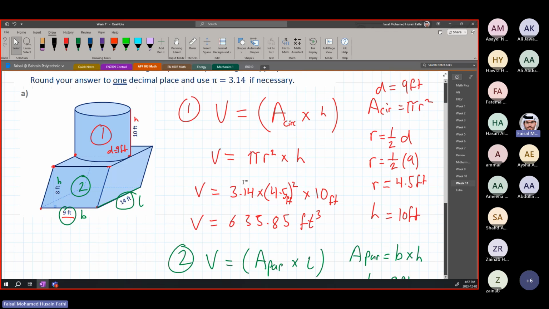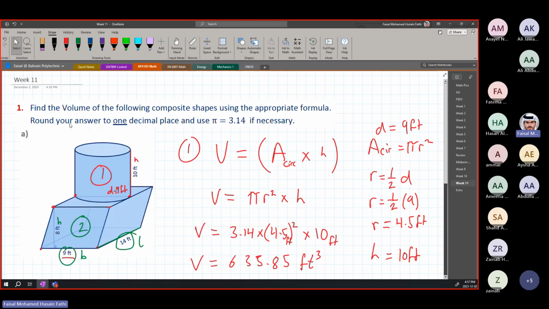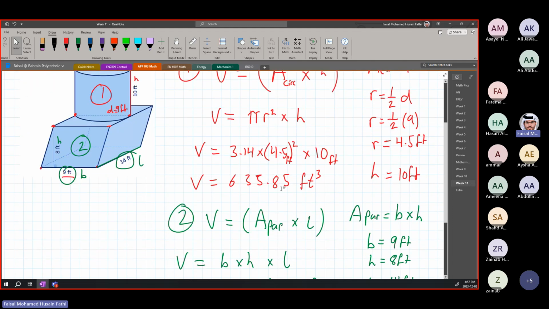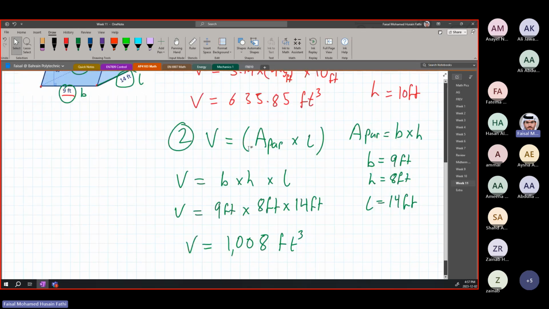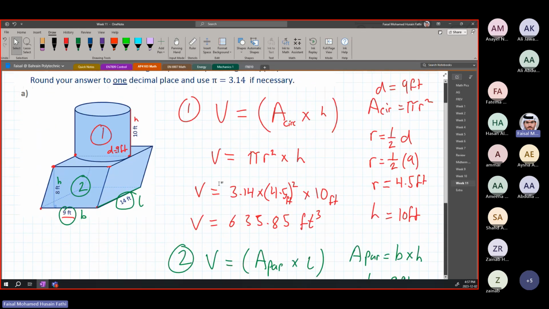Okay? About the rounding. Do not round your answer until the end. You should round your final answer, not your calculation. Your calculation, keep it as it is. You will do the rounding at the final answer. So that's why I didn't round here. I'm going to round it at the end.